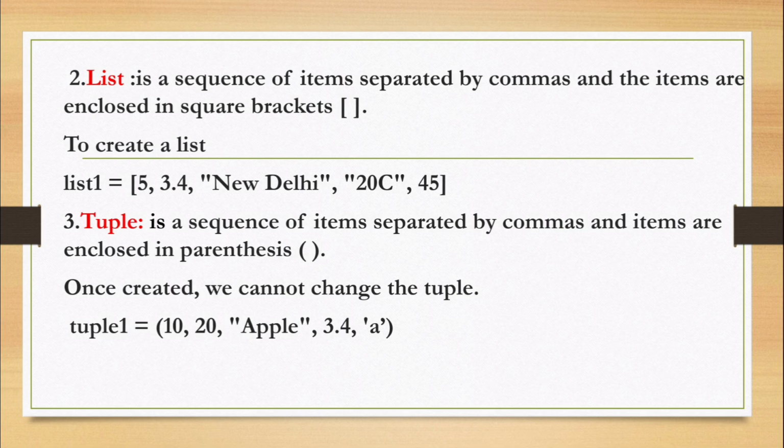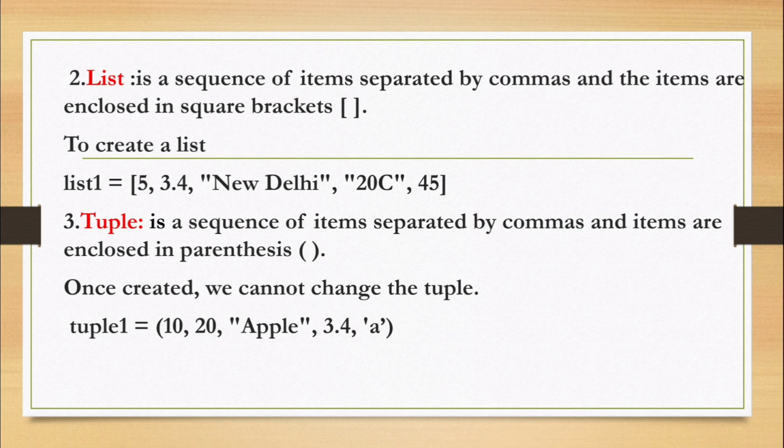Under sequence, we have one more data type called list. List is a sequence of items separated by commas and enclosed within square braces. Look at the example. How to create a list? List is created enclosed with square braces and separated with commas. Here the elements can be integer values, strings or floating point values, but everything should be separated with commas and enclosed with square braces. 5 will have the index 0, 3.4 will have the index 1, 2, 3, 4.